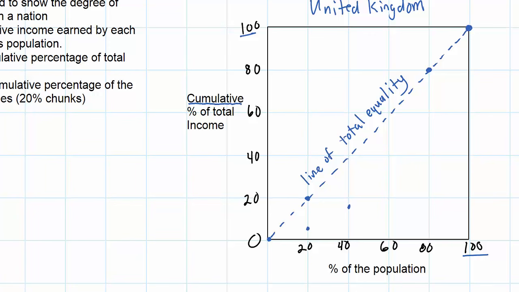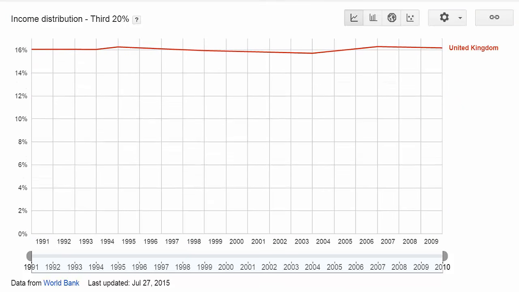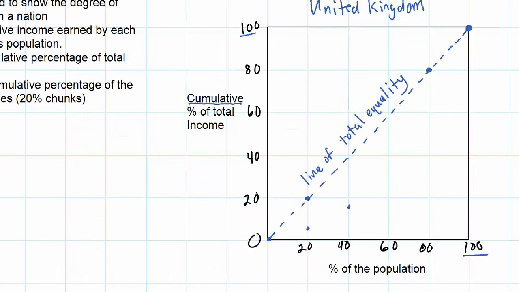Let's continue by looking at the amount of income earned by the third 20%, which will bring us up to 60% of the population. The third quintile in the UK earned in 2010 approximately 16.2% of total income. I can add that to the 17% earned by the poorest 40%, and that gives me approximately 33% of total income earned by the poorest 60% of British households, which is going to put me right around here on my Lorenz curve. You can see I'm starting to get some points that are going to form a curve representing the amount of income inequality in the UK.